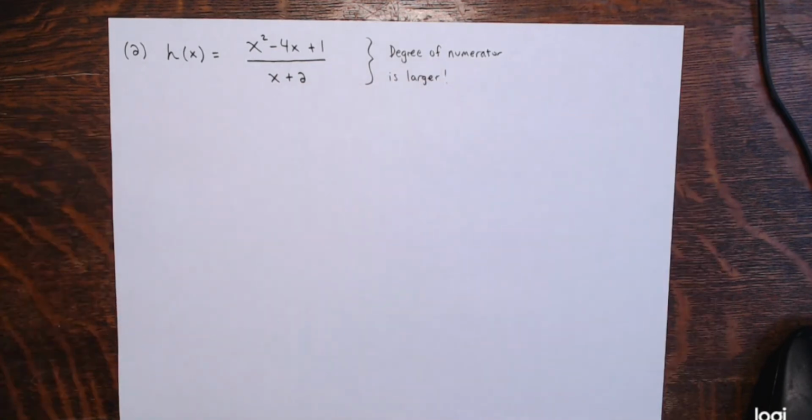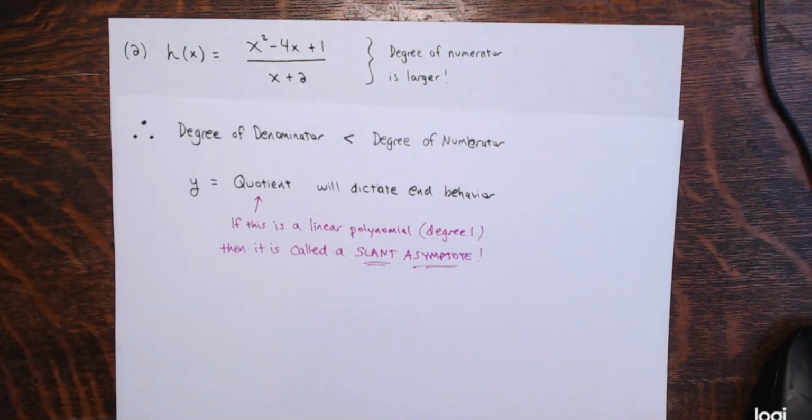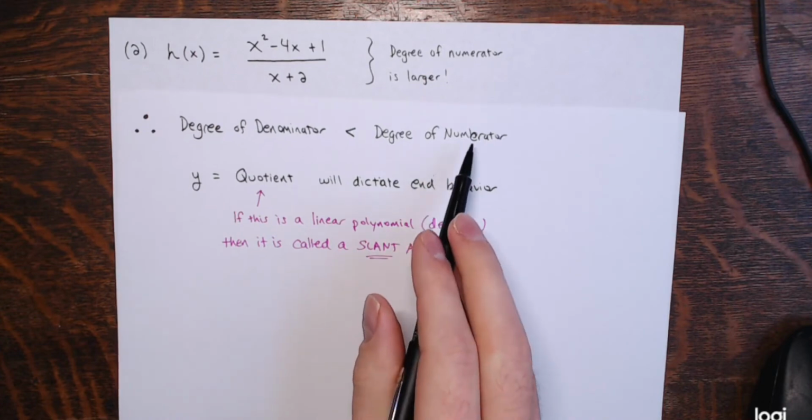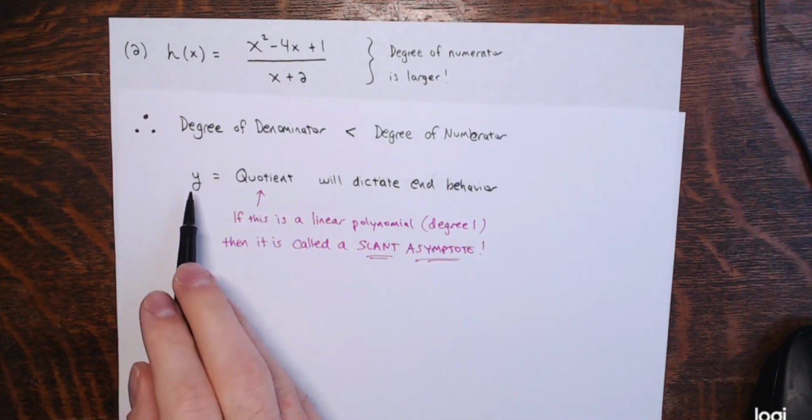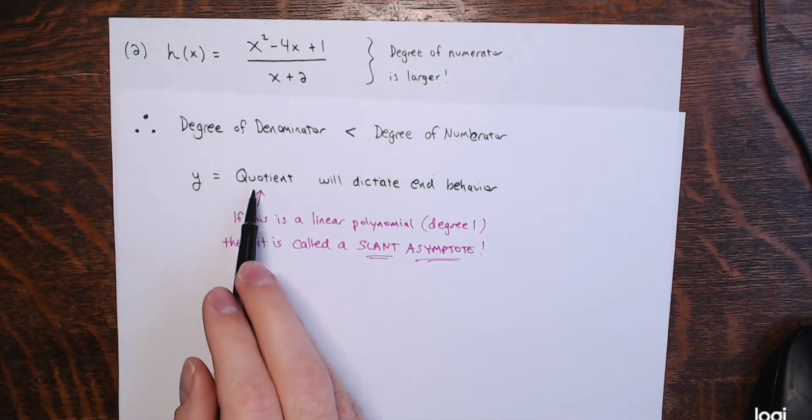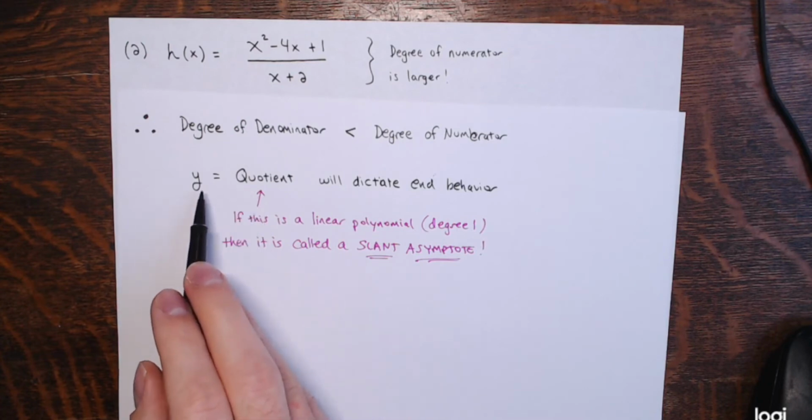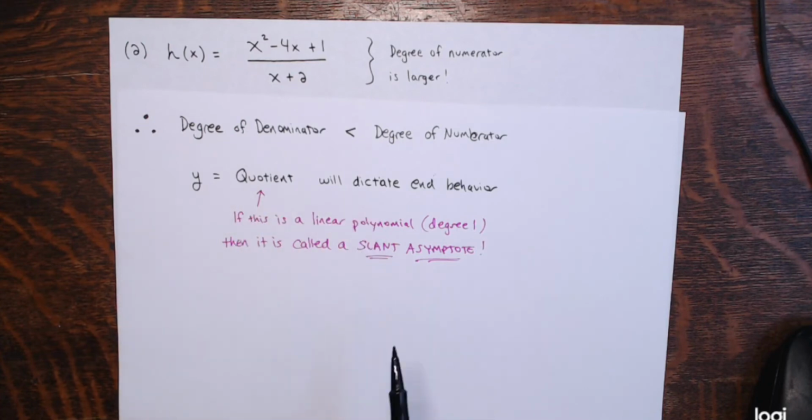That was that third scenario I wrote out earlier, right? If the degree of the numerator is larger, then you have to do the division. You have to find the quotient. And the graph of that quotient is what the graph of the original function will approach on the ends.